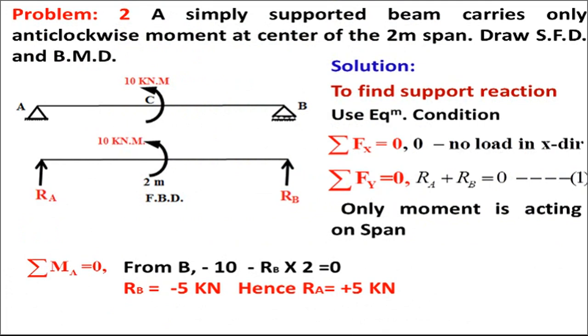Sorry. Now see the second problem. Problem number 2. On this particular beam, I have shown only a moment, and the moment is anti-clockwise. Here it is the hinge point, here it is the roller point, and on this point I have just shown a 10 kilonewton meter moment, that is an anti-clockwise moment.